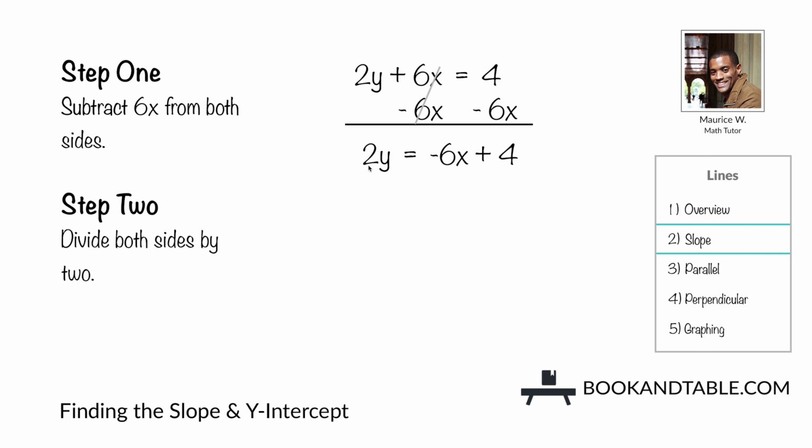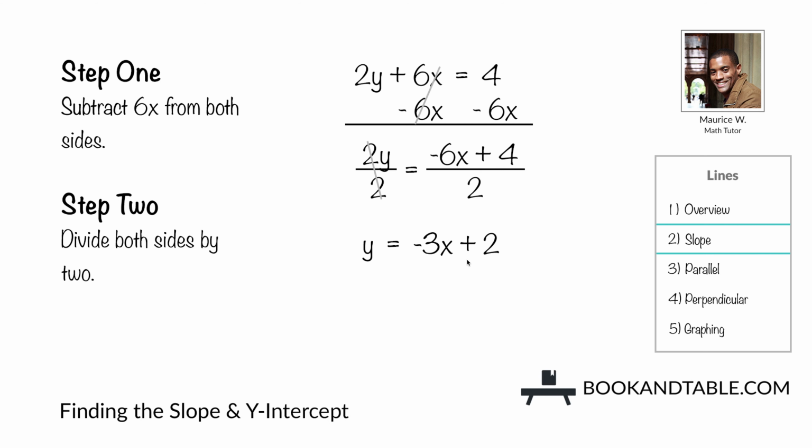Step 2, divide both sides by 2 to get rid of this coefficient 2. When we do so, we have y on one side, and then negative 6 divided by 2 gives us negative 3x, plus 4 divided by 2, which is positive 2.